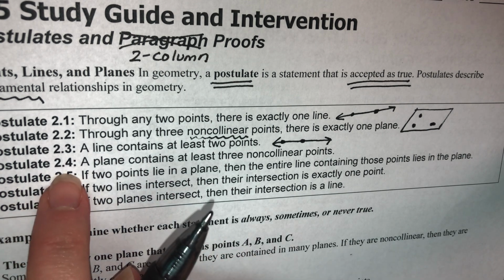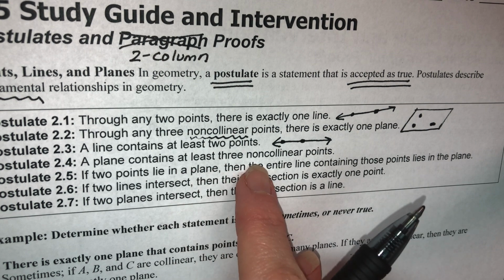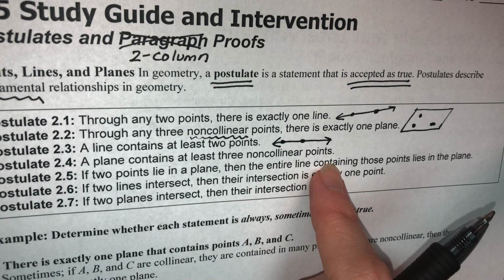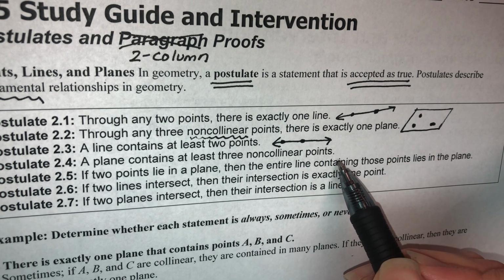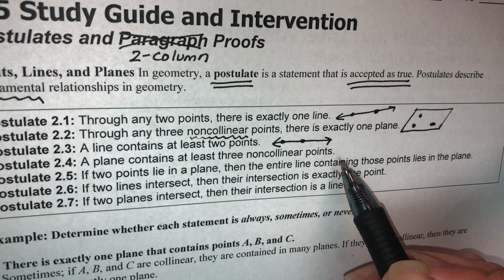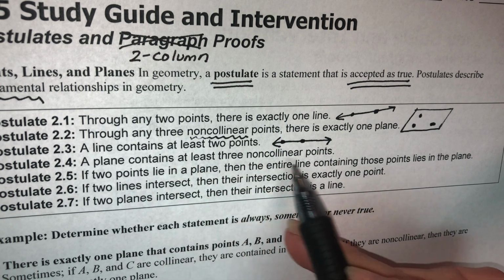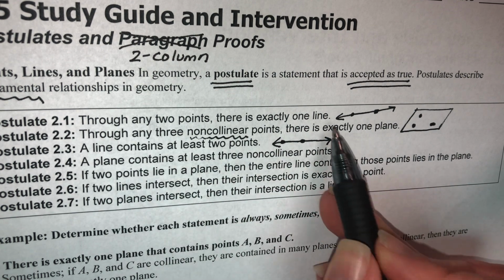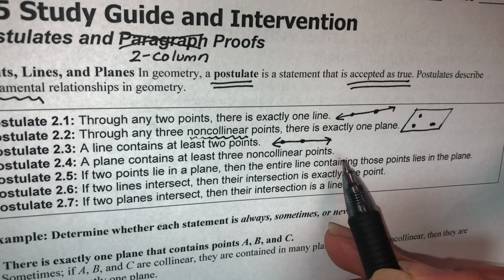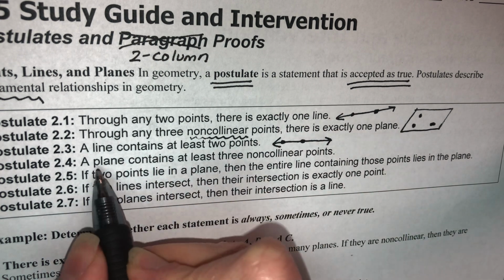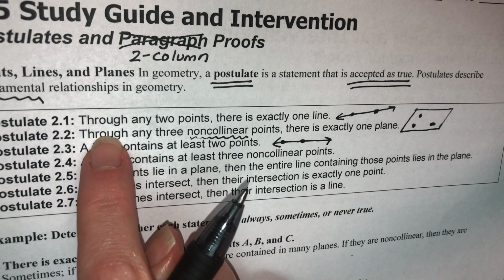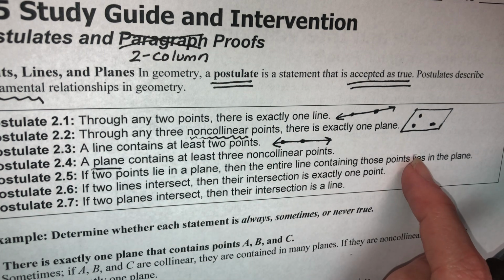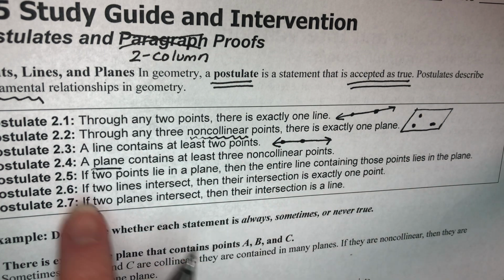Okay, now postulate 2.4 says a plane contains at least 3 non-collinear points. Well, this sounds a whole lot like postulate 2.2. Through any 3 non-collinear points, there is exactly one plane. This one says a plane contains at least 3 non-collinear points. So what's the difference between those two? They sound almost exactly the same. Well, what's different is what they start with. This one starts with a plane. If you have a plane, then you have at least 3 non-collinear points. This one says if you have 3 non-collinear points, then you have a plane. So it's all based upon what you're starting with.